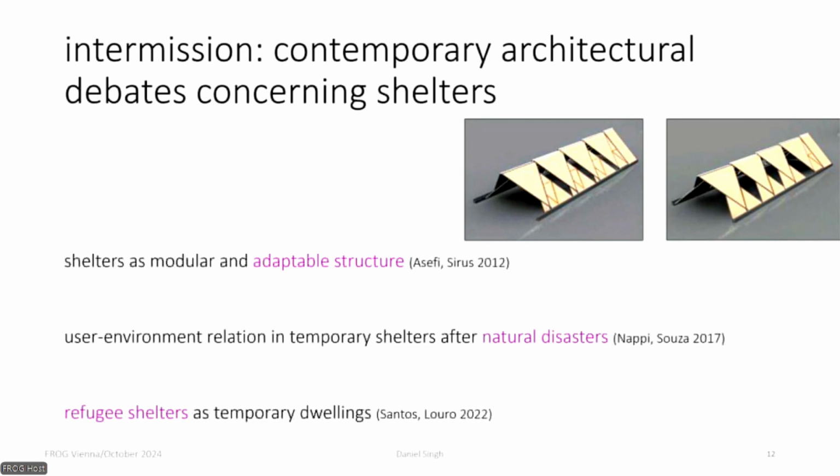There is some research going into the idea of the shelter in architecture. Disastrous and Zeros, for example, looked at it as a modular and adaptable structure. They designed these images that you can see here. They designed a tent structure that you can basically slide out and theoretically continue indefinitely. There has been research going into the user-environment relation after natural disasters. And there has also been research going into refugee shelters as temporary dwellings. And especially these last two are having a pretty strong political connotation.